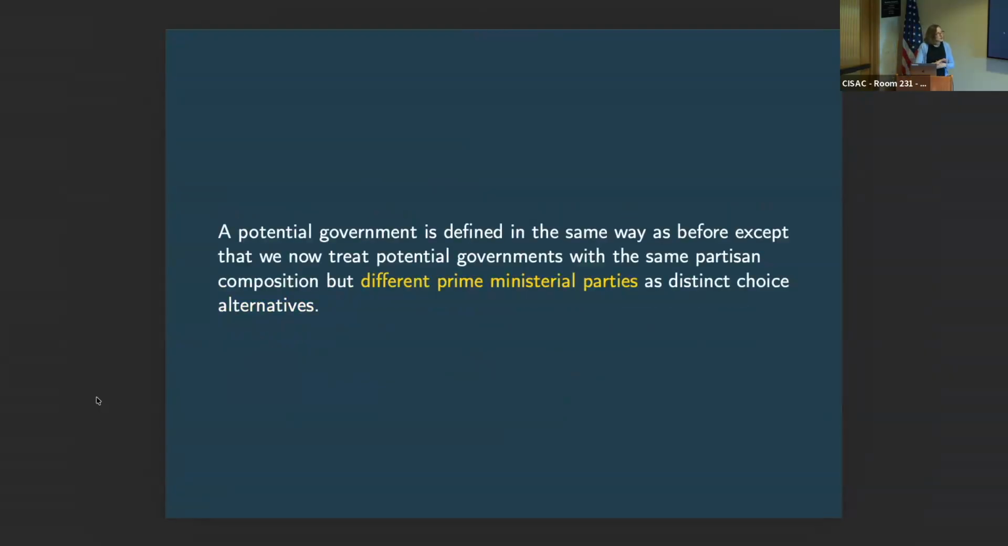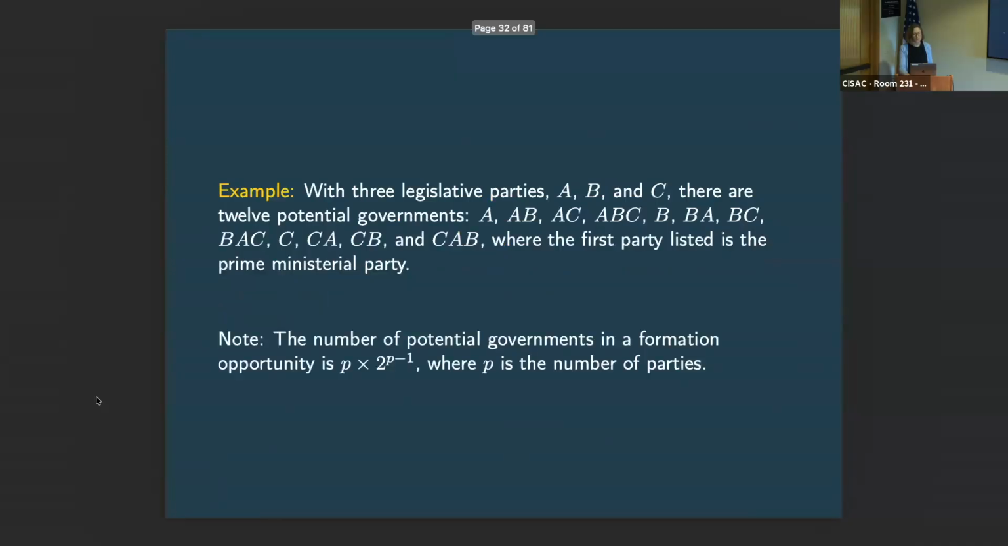So what we're doing is we're going to define them the same way as before, except that a potential government with the same partisan composition but different prime ministerial parties will be treated as a distinct choice alternative. So my same legislature with 3 parties as before, I now have 12 different alternatives, right? 12 different potential governments: A, AB, AC, ABC, B, BA, et cetera. And the first party is the prime ministerial party.